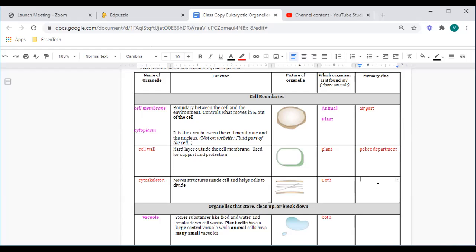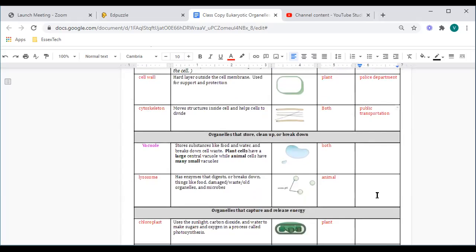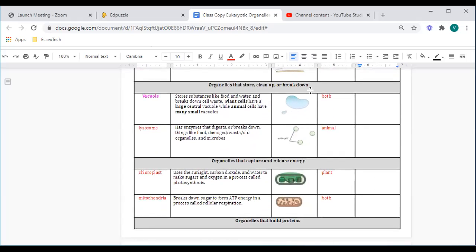So what would that be like in the city? Let's focus on moving structures, moving things in the city. Well, we can think of any type of public transportation that can help move people around. And trucks and cars that can move not just people, but also, if it's trucks, products or goods. Let's take a look at organelles that store, clean up, or break things down.